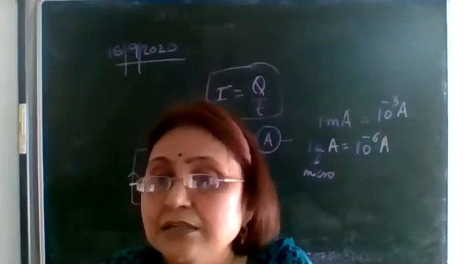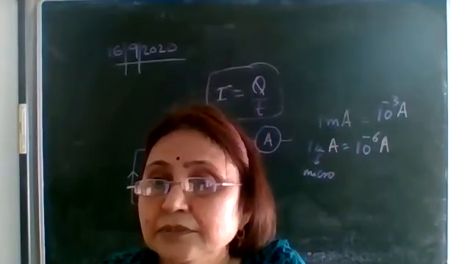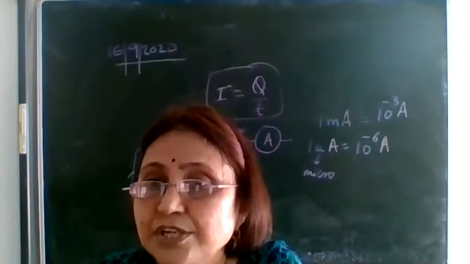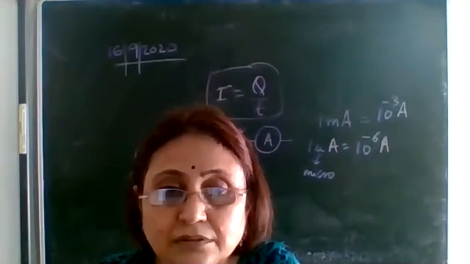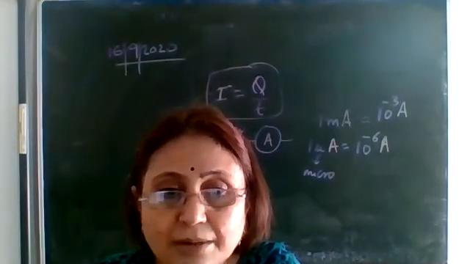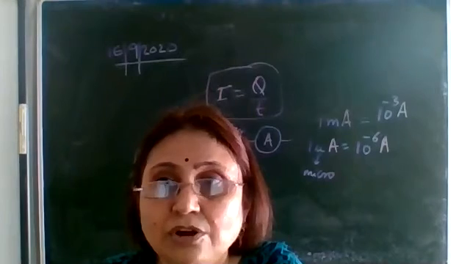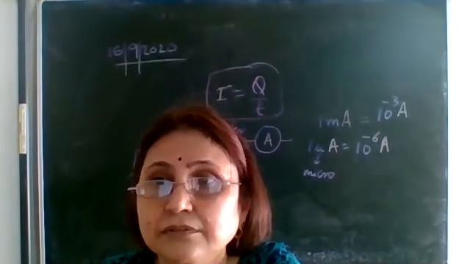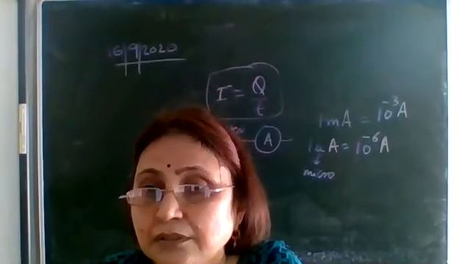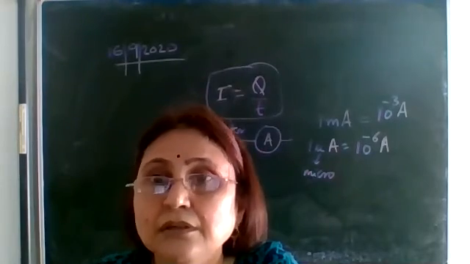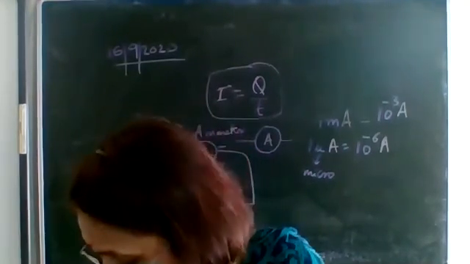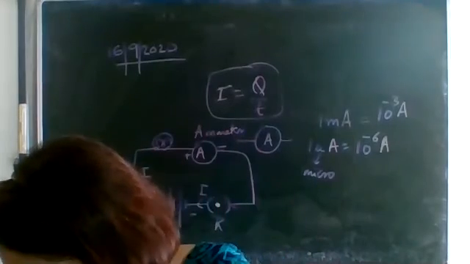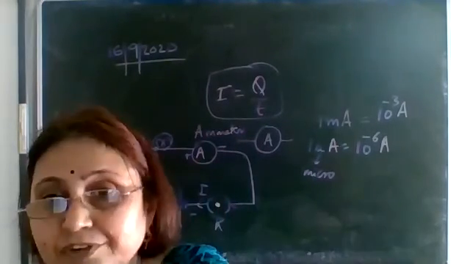Write down: draw a circuit diagram consisting of a cell or a battery, anything you can draw, a key, an ammeter, and an electric bulb.